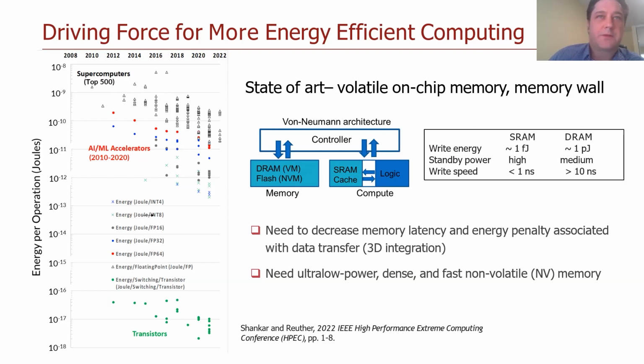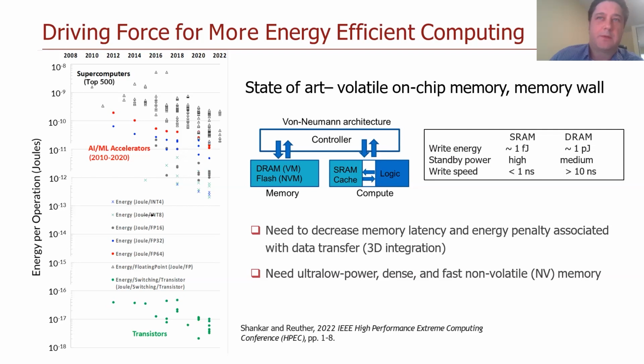The figure on the left shows energy per operation in joules for transistors, AI, ML accelerators, and the top 500 supercomputers from 2008 to present day. The energy per operation spans almost 10 orders of magnitude. At the transistor level, the energy per operation for state-of-the-art CMOS nodes is on the order of 10 attajoules, where an attajoule is 10 to the minus 18 joules per bit, while the energy per operation for AI/ML accelerators is 5 to 7 orders of magnitude larger.